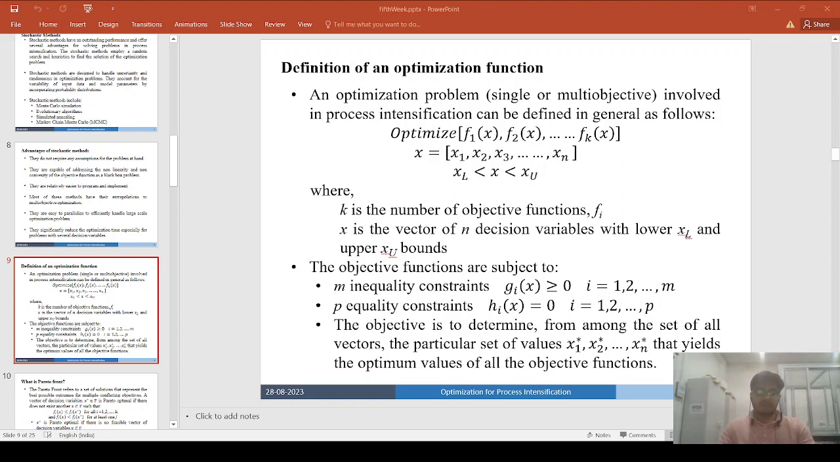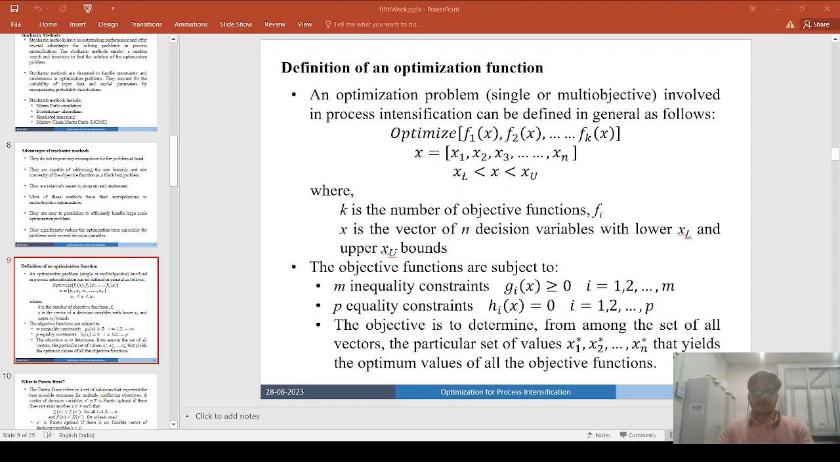For the case of process model building, these objective functions can be related to thermodynamics calculations or parameter identification problems. So again, this optimization problem is not alone. It can basically be associated with thermodynamics calculations or parameter identification problems.